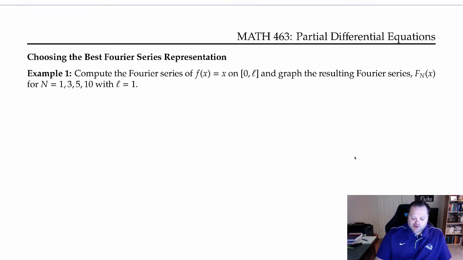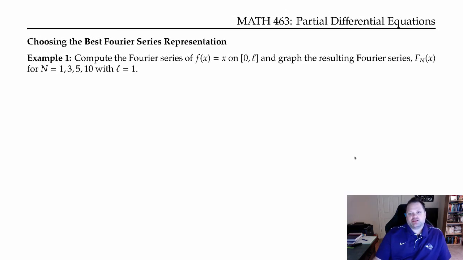All right, so here's what I want to do, and it turns out that I can pretty much get all the important points across with one example. I'm actually going to do two examples with you just to show you here, but I can get all the important stuff out of the way with one example. I want to compute the Fourier series of the function x on the interval from 0 to L, and then I want to show you a bunch of stuff in Maple to graph it.